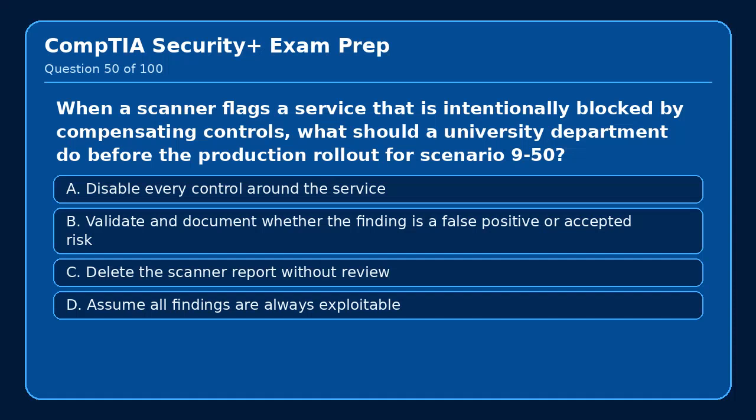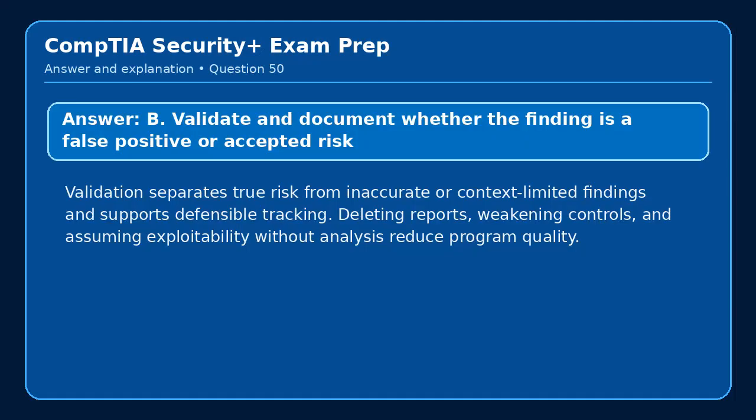The answer is D. Web application firewall. A WAF can inspect web requests and block patterns associated with attacks such as injection or cross-site scripting. Phone splitters, hubs, and FTP servers do not provide HTTP application layer protection.